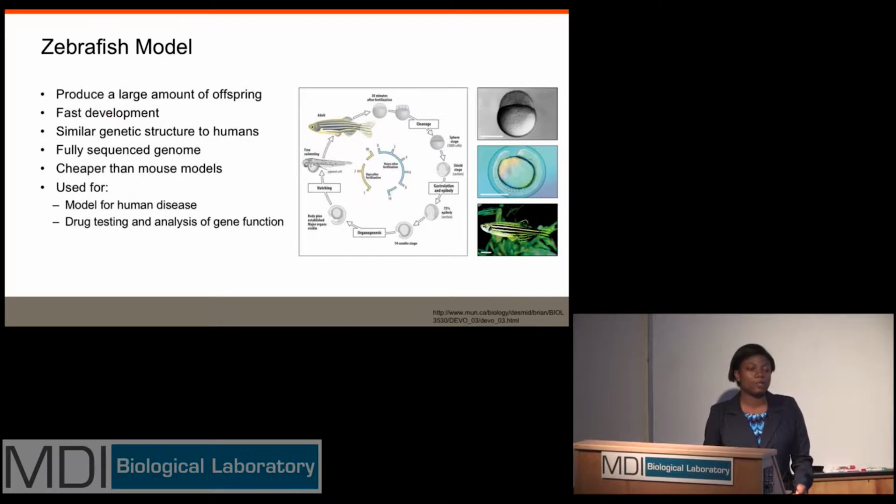So zebrafish are used as a model because they are able to produce a large amount of offspring approximately every 7 days. They are fast developers. They have a similar genetic structure to humans. They share approximately 70% of the same genes that we do. And 84% of genes associated with human disease have a zebrafish counterpart. Their genome is also fully sequenced, and on average, they are cheaper than mouse models. So based upon these things, they are used to model human disease and are used for drug testing and analysis of gene function.